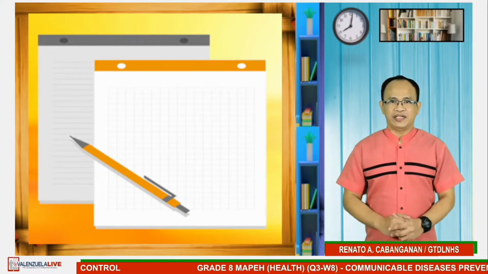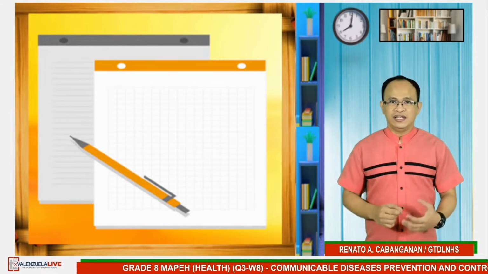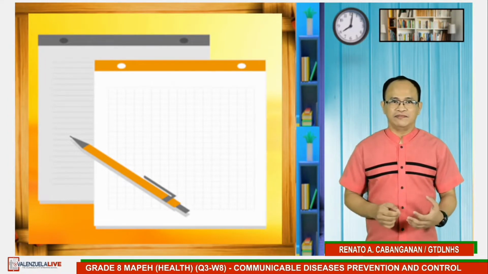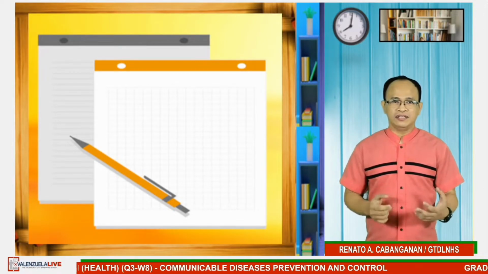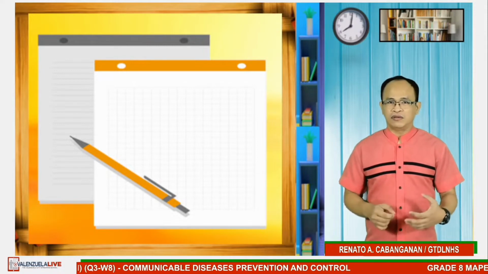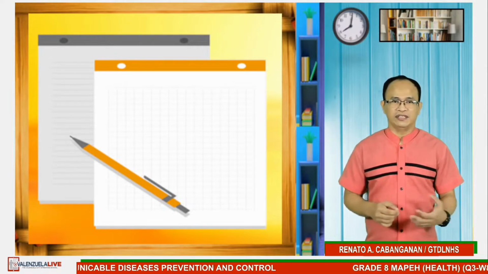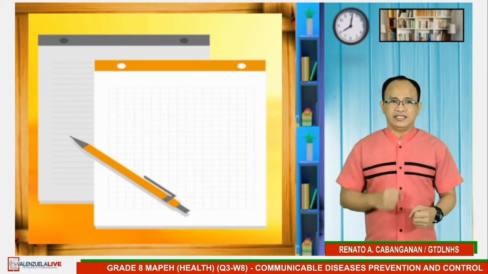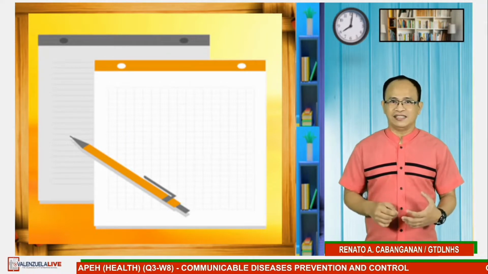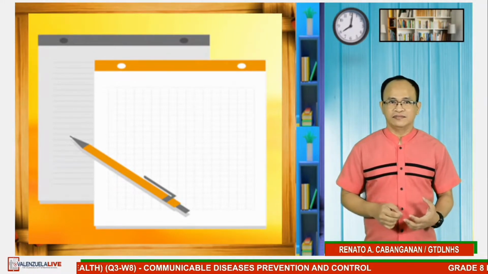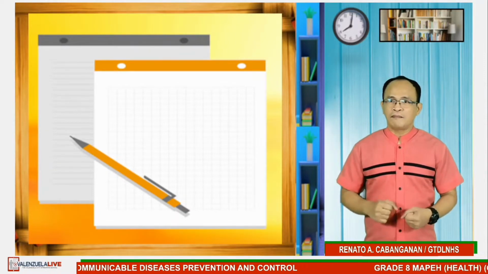Disease prevention and control is a very important health concern because it affects the quality of people's lives. Communicable diseases not only threaten the sick person, but also his or her family, and society in general. To start, let's have a short activity to recap what was discussed in the previous FB Live lesson. We have a game called Pick a Door.